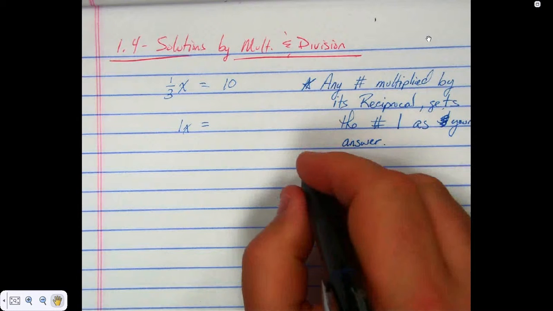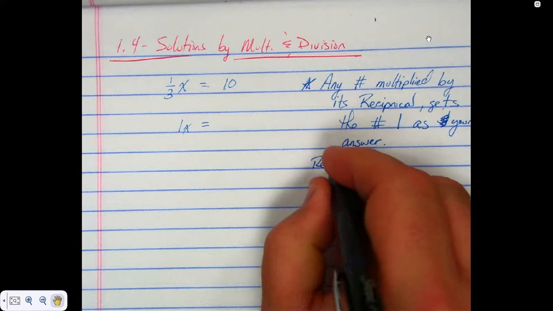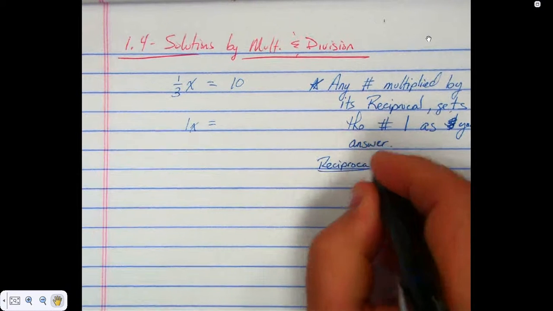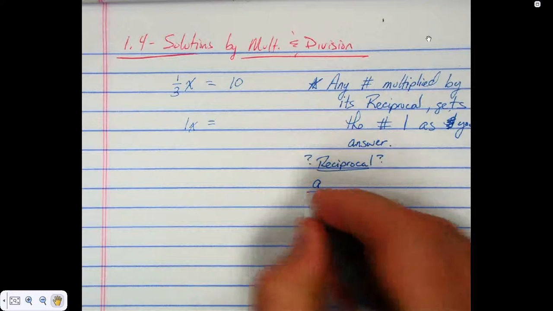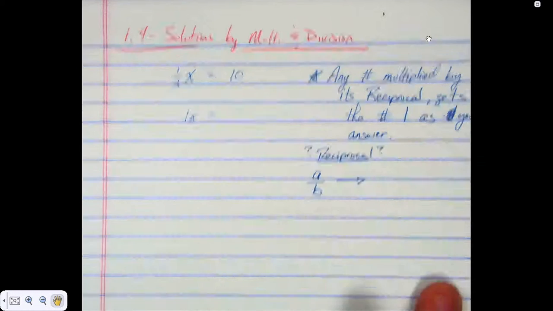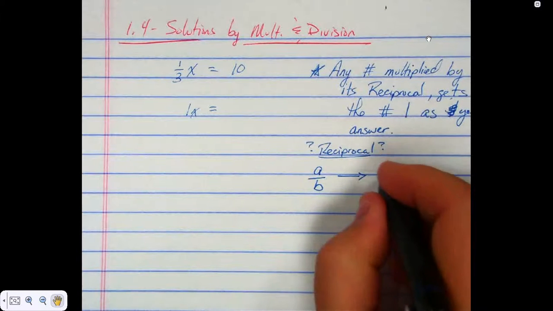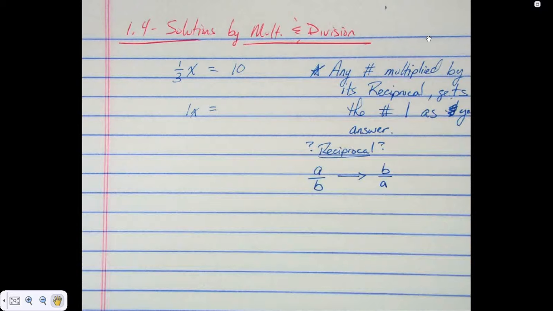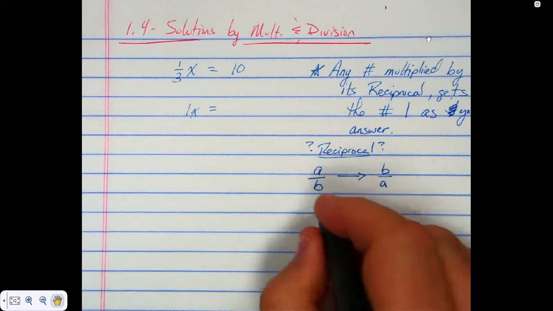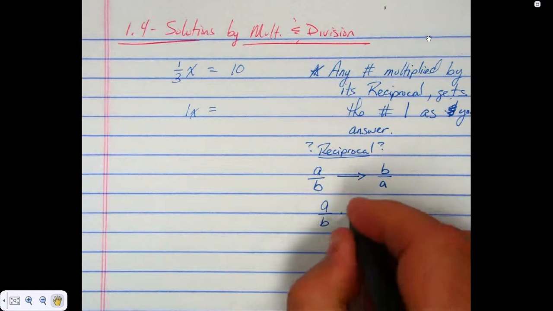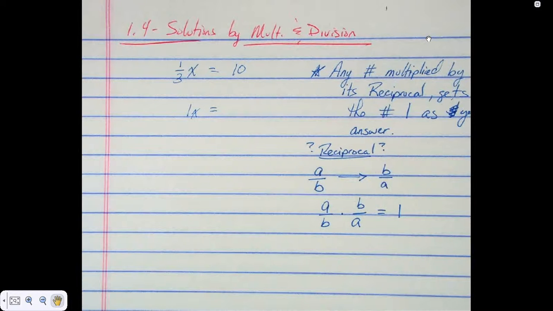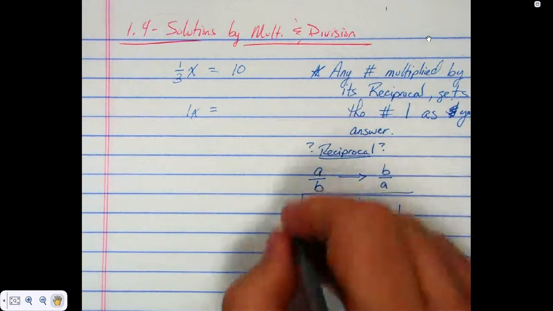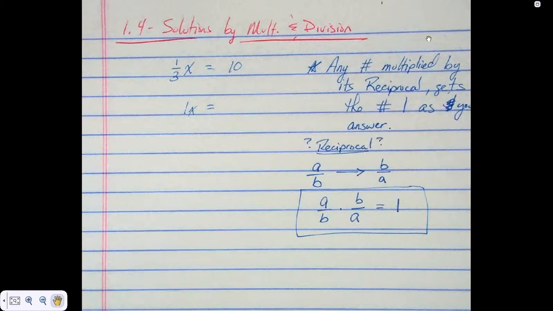Now, what is a reciprocal? The reciprocal of A over B is B over A. A over B times B over A will always get you 1 as an answer. So it's just like its opposite? To flip it. Flip it.